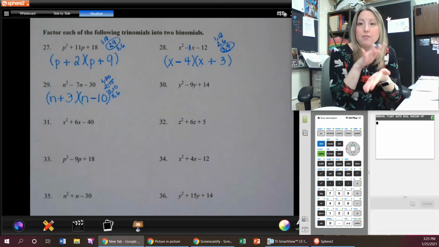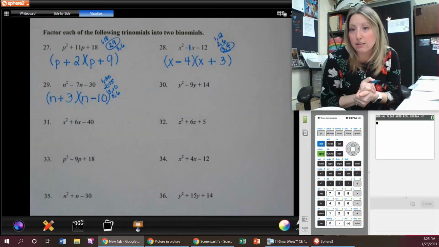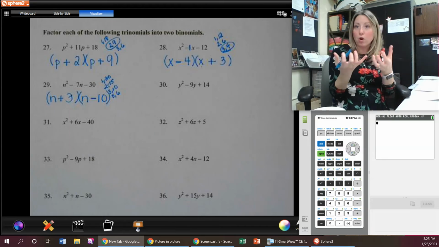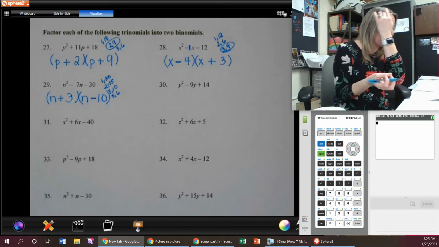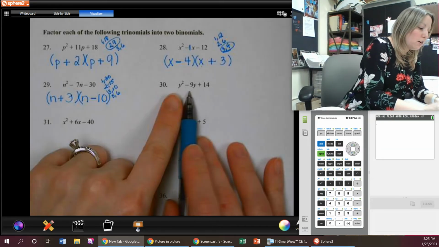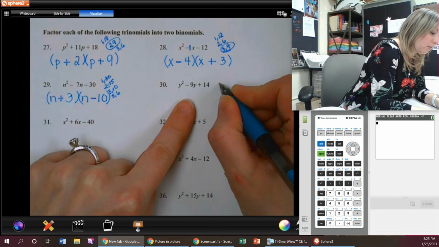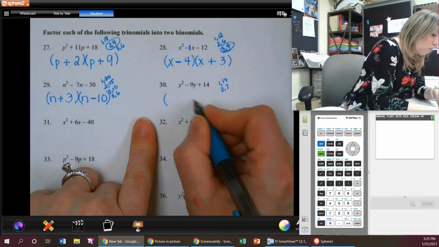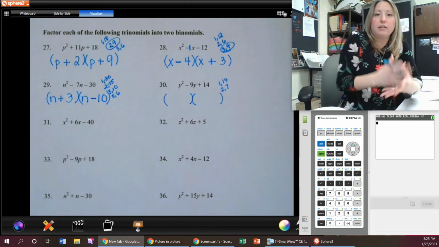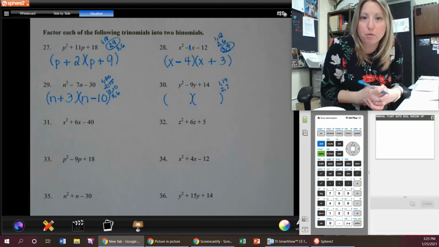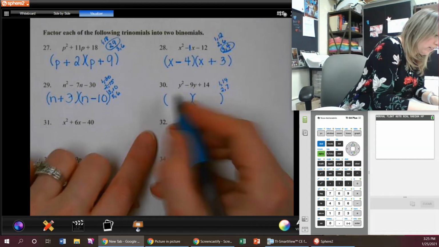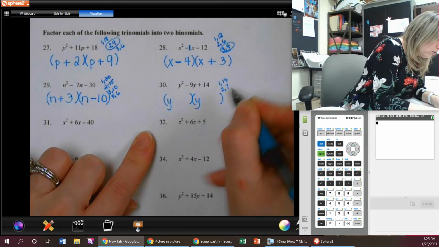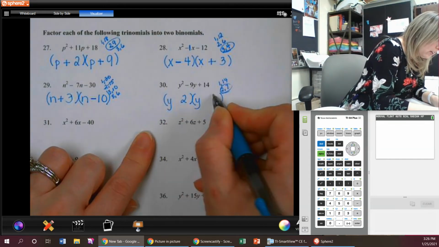If you keep in mind that the bigger factor always has the same sign as the middle, you know what drives your signs in your binomials. So again, what multiplies together to give me 14? 1 and 14, 2 and 7. So what option will add up to 9 for your middle? Y is in the front. 2 and 7 will add to give me 9.